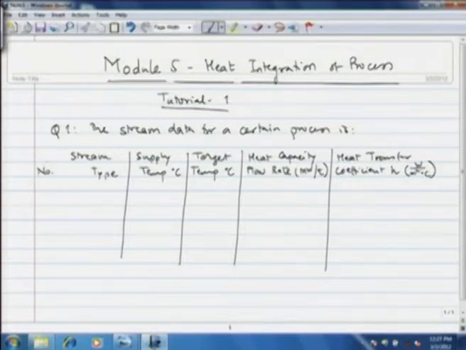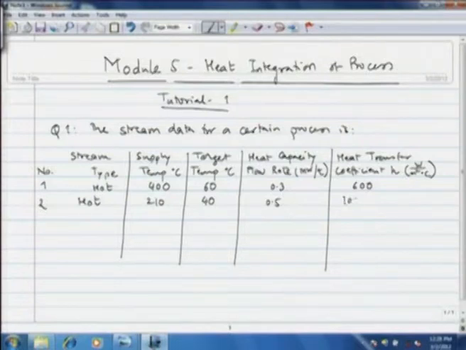Okay. So, the data is stream 1, it is a hot stream, the supply temperature is 400 degrees centigrade, target temperature is 60, the heat capacity flow rate is 0.3 megawatt per degree centigrade, heat transfer coefficient that we denote by H is 600. Second stream is also hot stream. Here the supply temperature is 210, the target temperature is 40 degrees centigrade, heat capacity flow rate 0.5 and heat transfer coefficient of 1000 watt per meter square per degree centigrade.